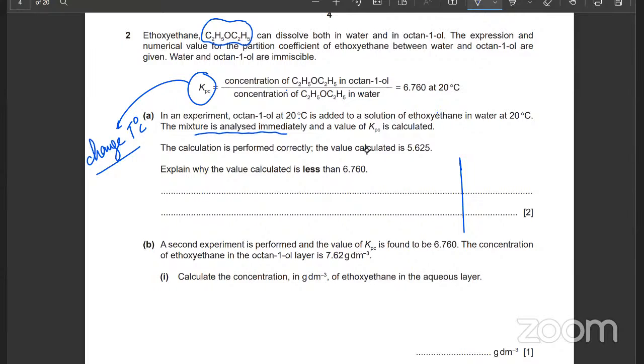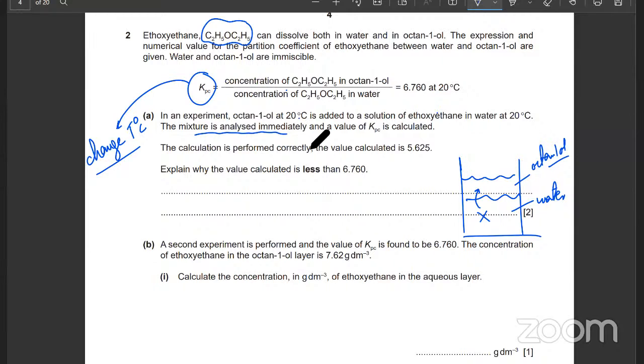This is what's happening. You had water, right? And there was ethoxyethane in water, right? And what you did was that in an experiment, octane 1-ol is added. So you started adding octane 1-ol from the top. Now it's going to take some time for the equilibrium to be reached. Some of the X would start leaving, but it's going to take time.